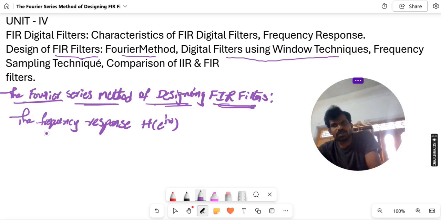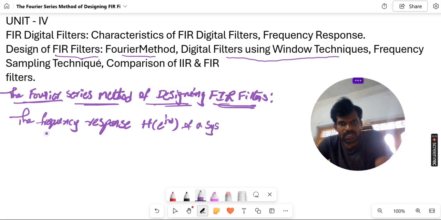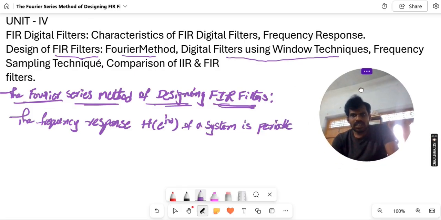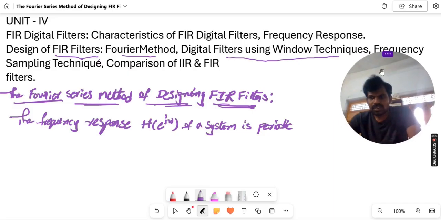The frequency response H of e power j omega of a system is periodic in 2 pi. We know that a Fourier series is used for periodic sequences. So here the frequency response H of e power j omega of a system is periodic in 2 pi.